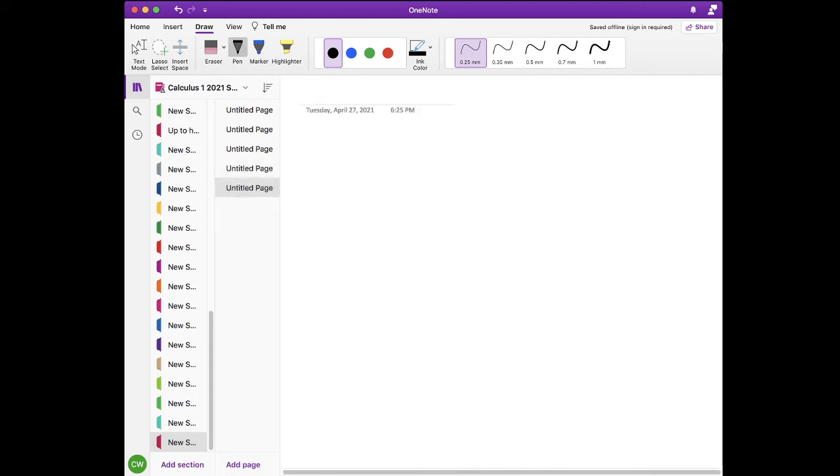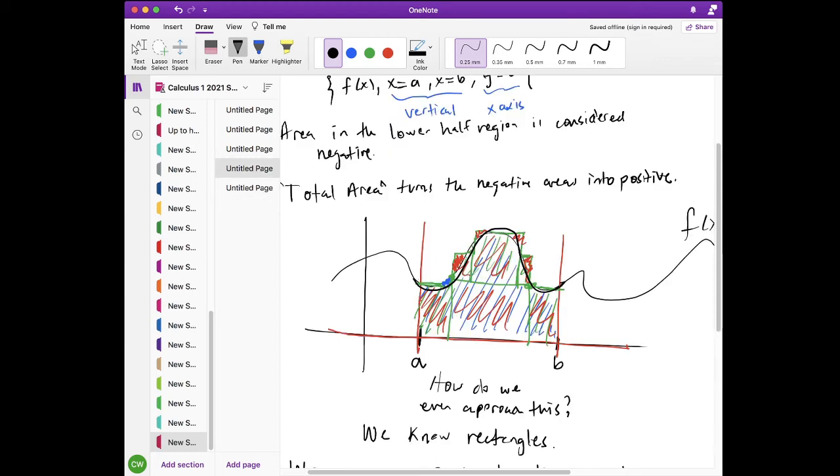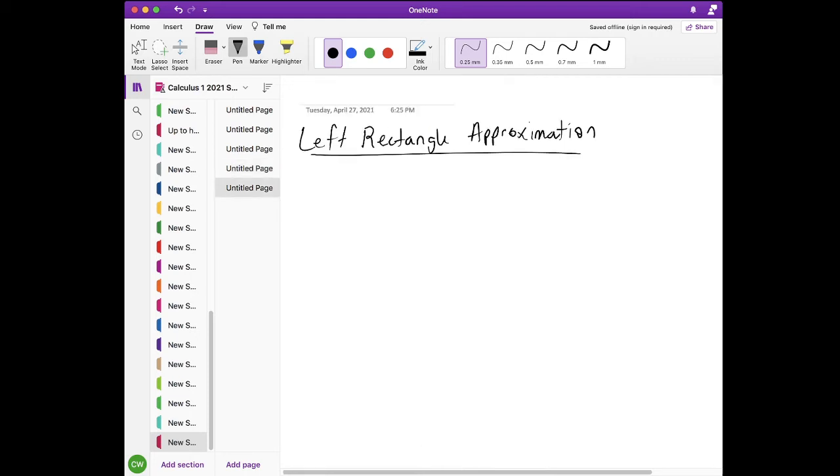Okay, so we're going to call this technique left rectangle approximation. So this is an algorithm. Again, this was kind of a messy approximation. We're going to come up with an algorithm that you can use for any function.